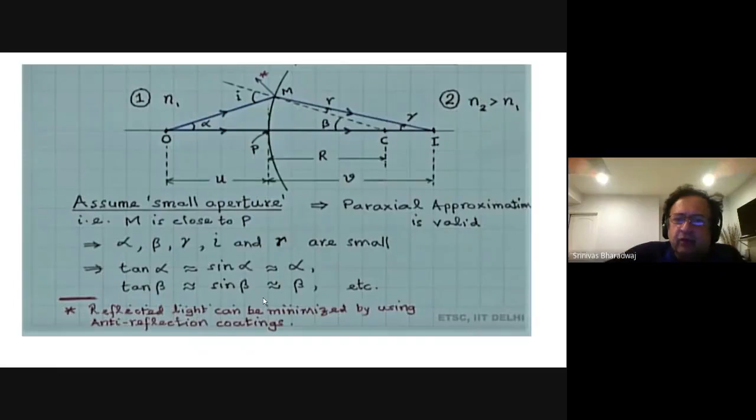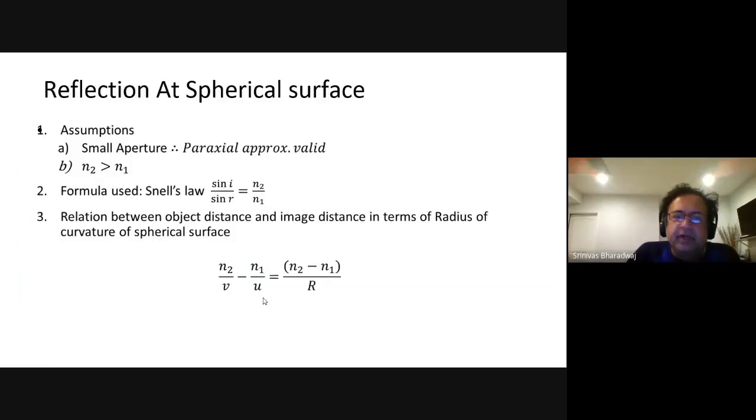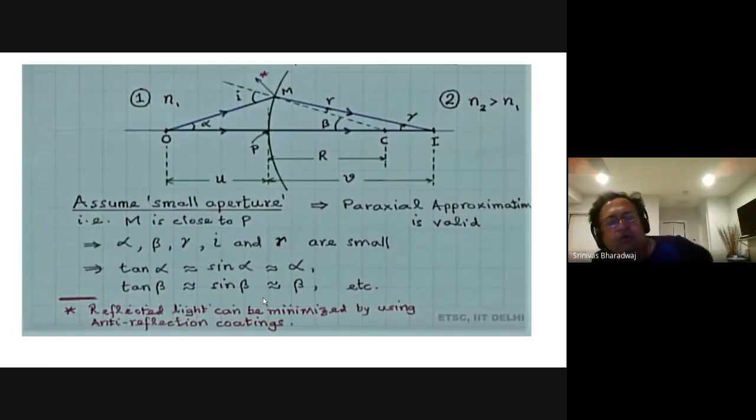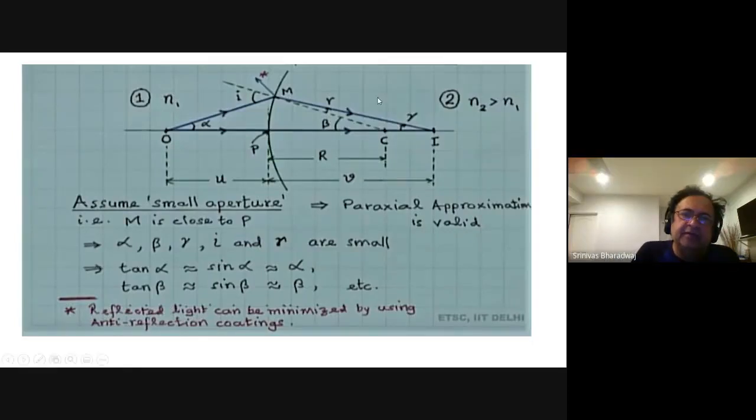Okay. Now let's look at this. So what is the paraxial approximation? Tan theta equals sin theta equals alpha, right? So N2 by V minus N1 by U equals N2 minus N1 by R. N2 is greater than N1. So now reflected light can be minimized by using an anti-reflection coating. Okay. So what is that? What does that tell you? See, that is the star here.